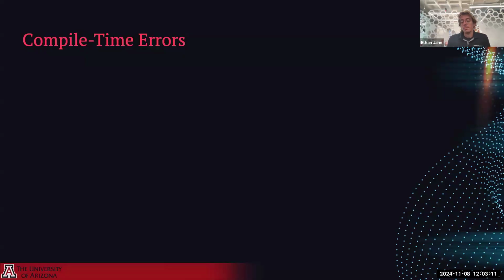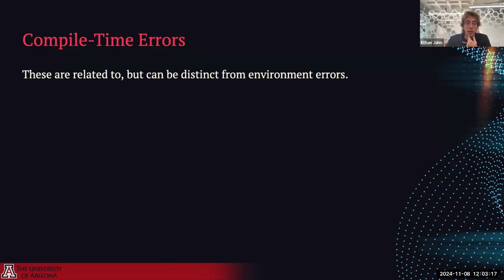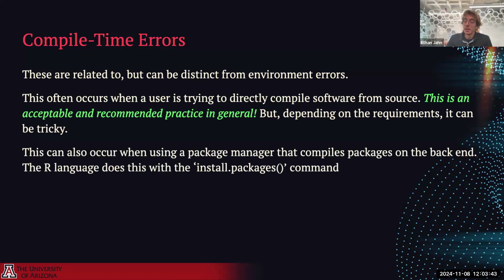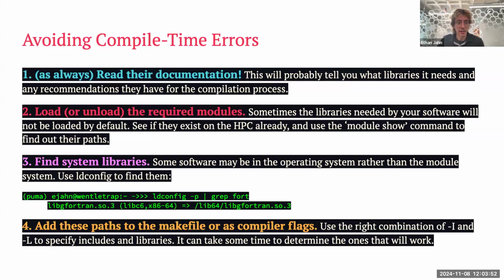Compile time errors. So if you are compiling your own code, or if you're using a package manager that compiles on the back end, these can be related to, but can also be distinct from environment errors. Compile time errors often occur when a user is trying to directly compile software from source. Generally speaking, this is an acceptable and recommended practice. We do ask that if you are compiling, that you do it on a compute node rather than on a login node. But sometimes the compiling can be tricky depending on the software. Sometimes it's a breeze, sometimes it's not. As I mentioned, this also occurs for package managers that compile packages on the back end.